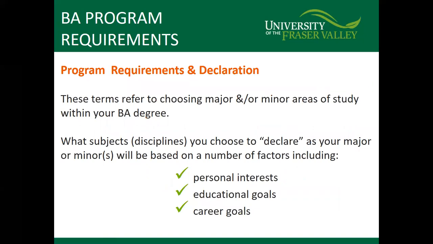So, program requirements and declaration. These refer to choosing what you want to major or minor in within your Bachelor of Arts degree. The subject or discipline that you choose to declare as your major or minors will be based on numerous factors and experiences that you have, based on your personal interests, your educational goals, and your career goals as they develop.